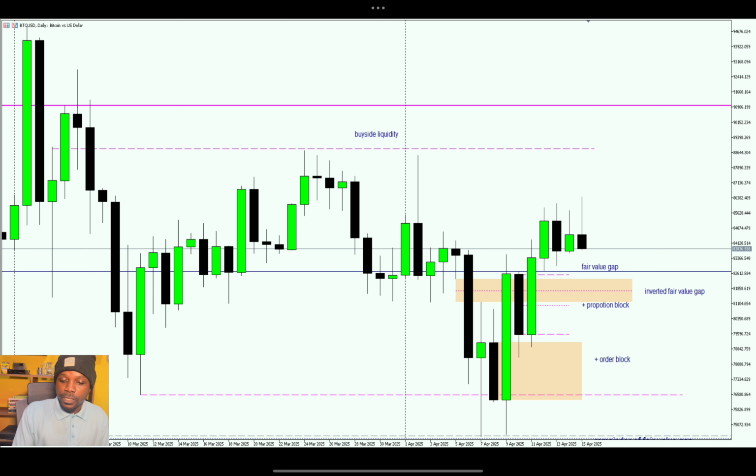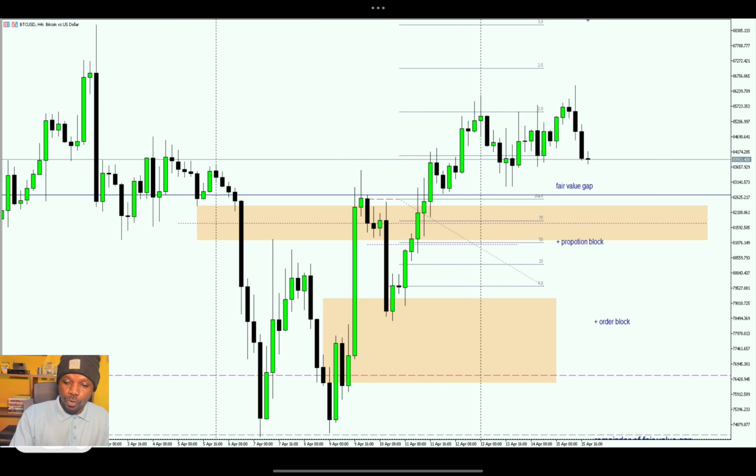So just like what I'm saying, we have an inverted fair value gap happening right in the proportion block. I'm expecting the proportion block to be one of the areas where price would just bounce off, where we'll look at attacking the buy side liquidity resting above those relative equal highs. Okay, now let me give you more insight.